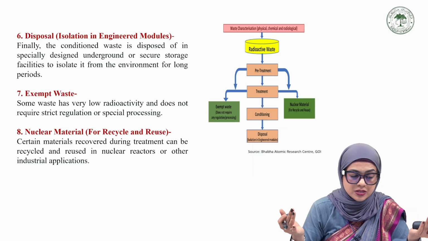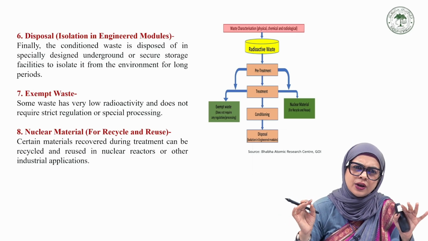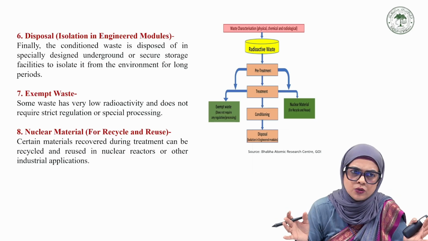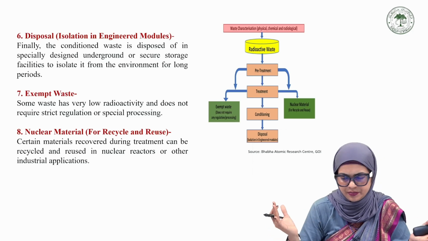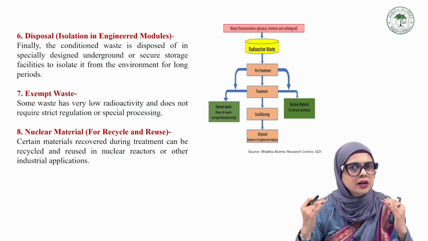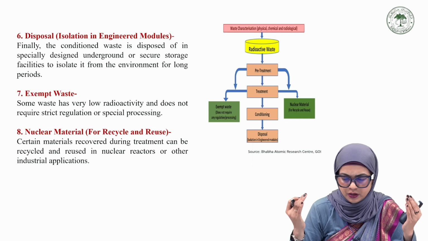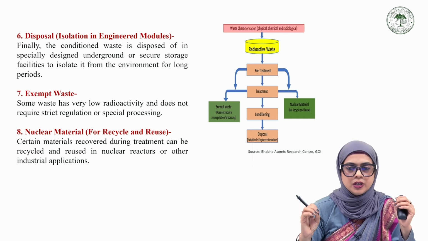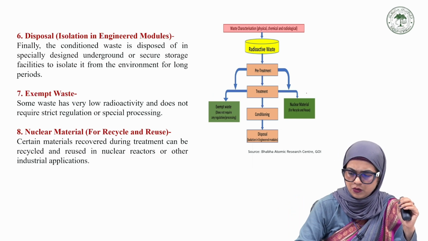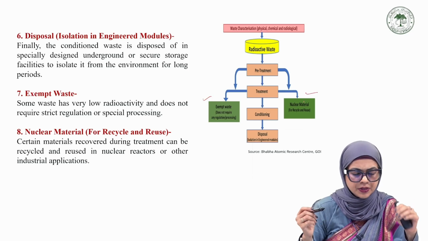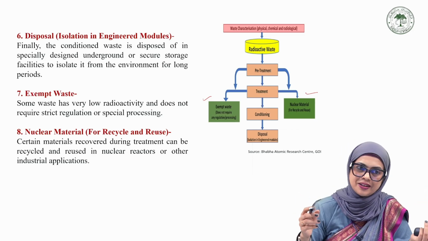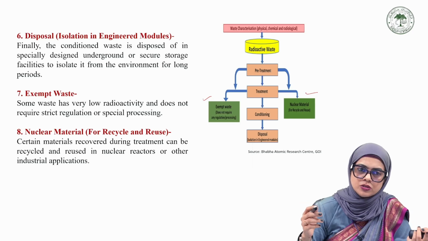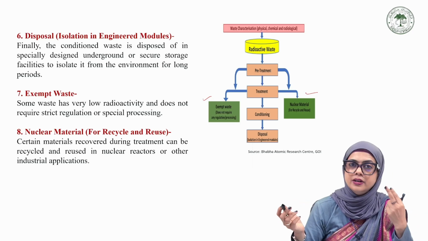Then exempt waste. Some waste has very low radioactivity and does not require strict regulation or any special kind of processing. So you exempt that kind of waste that does not require much attention or processing. Then comes nuclear material. Certain materials recovered during the treatment can be recycled back, right? They can be reused in the nuclear reactor or other industrial applications.